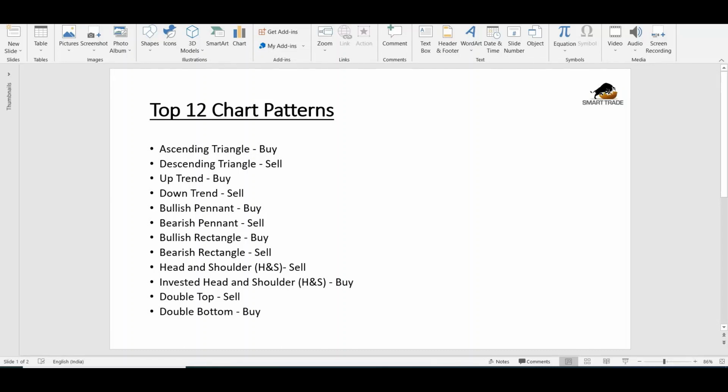You should then stick to those one or two chart patterns and trade your next 25 to 30 trades completely based on those selected patterns before you move on to the next patterns. So let's quickly get started.